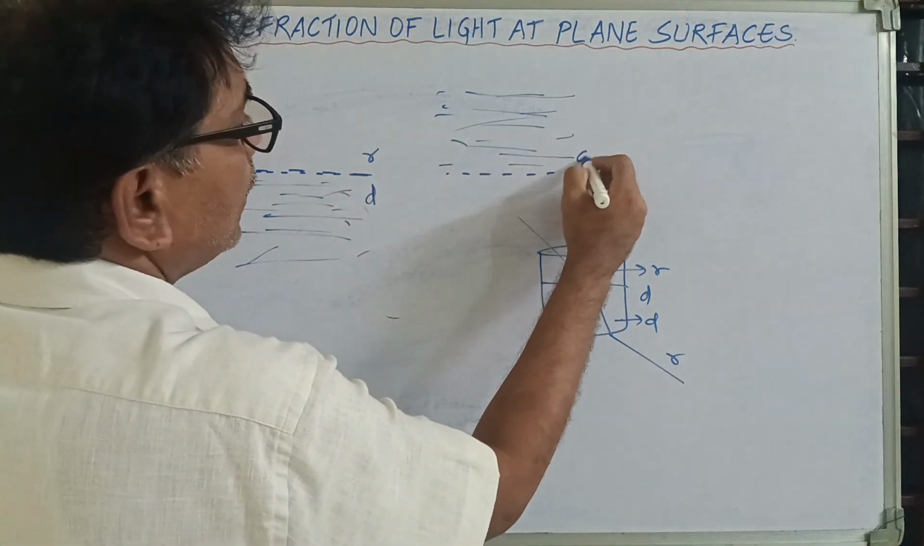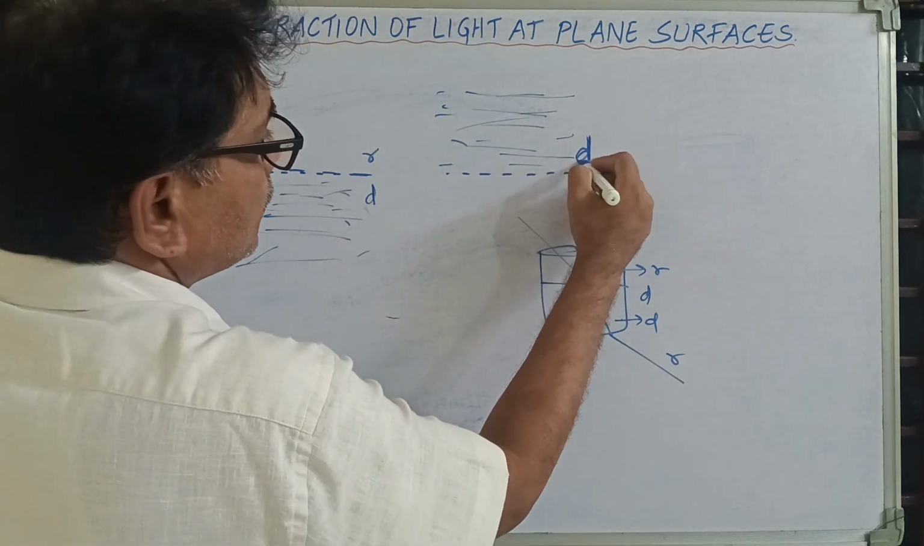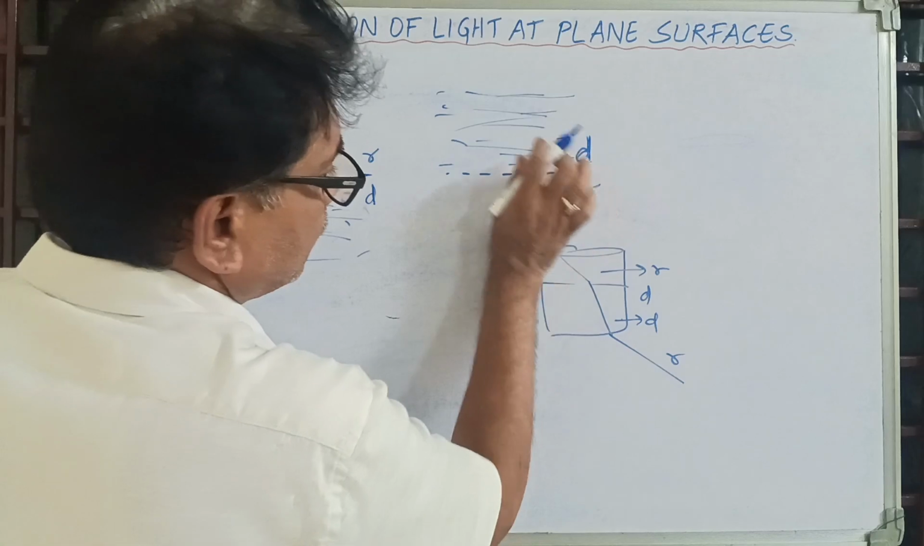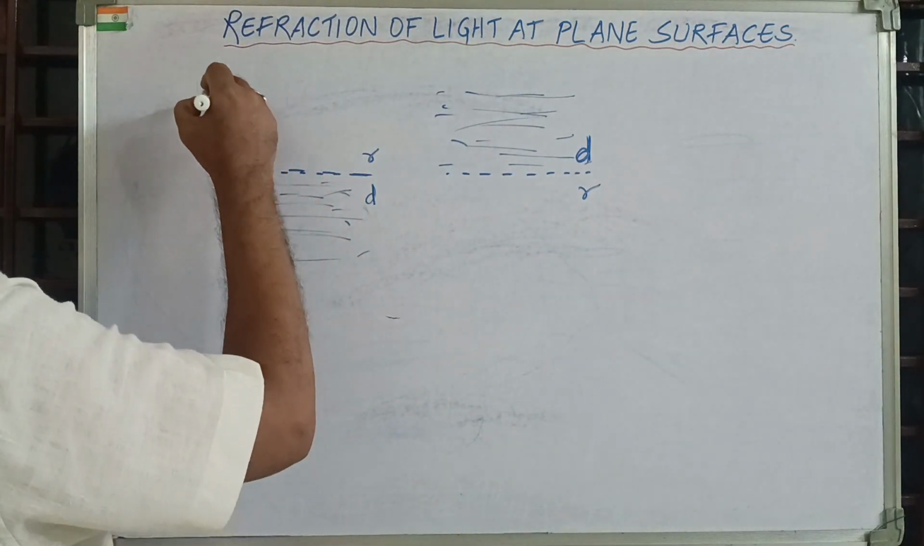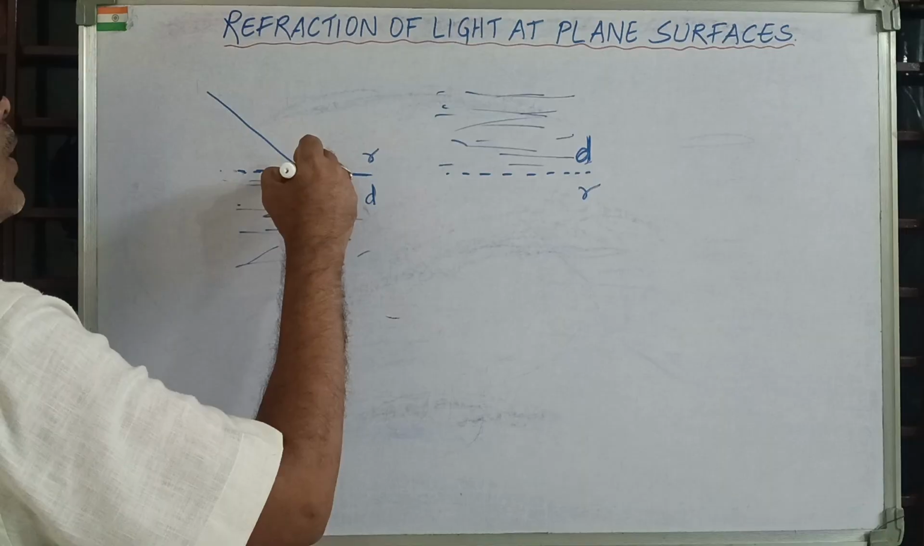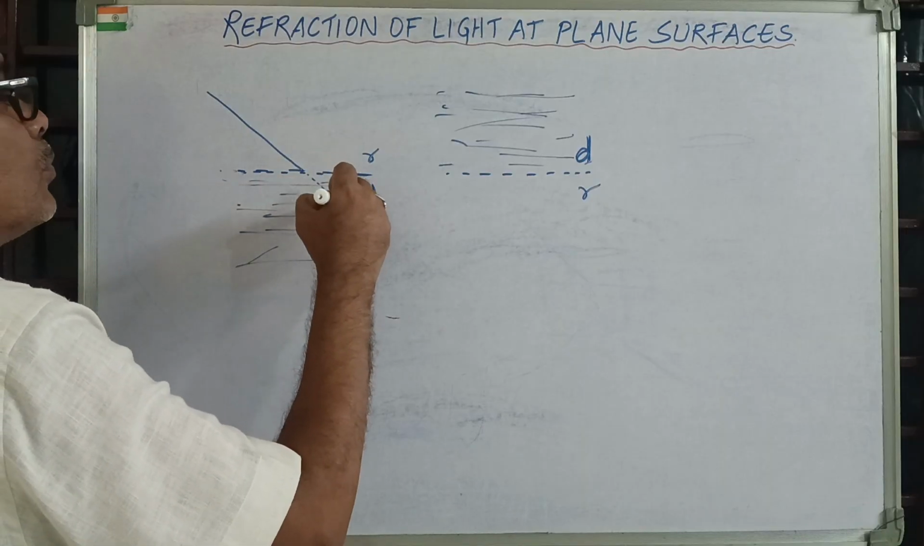Therefore this part will be denser for me. This is denser and this is rarer. Right, very good. Now what is happening? Let us see. So this is the incident ray. This ray is actually supposed to go away like this.